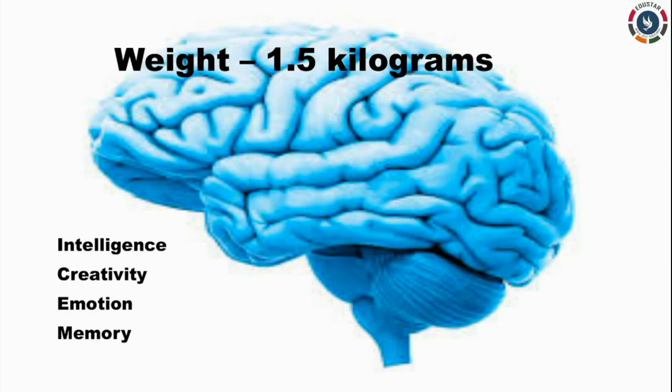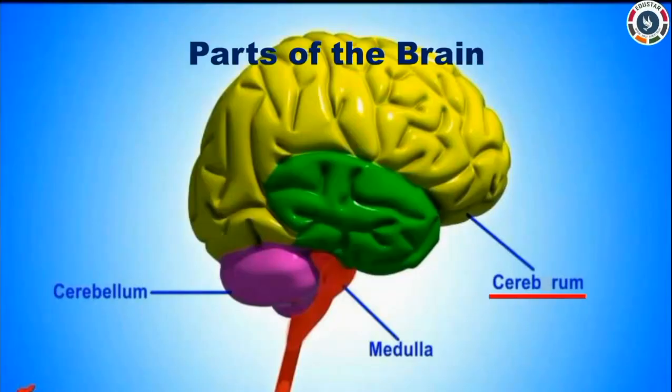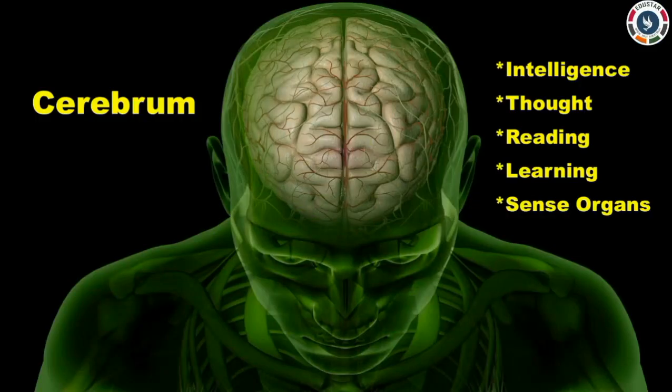Okay, dear students, let me explain about the three main parts of the brain. What are they? They are the cerebrum, cerebellum, and the brain stem or medulla. Now we are going to learn about the cerebrum. This is the biggest part of our brain and is situated in the top of the brain.